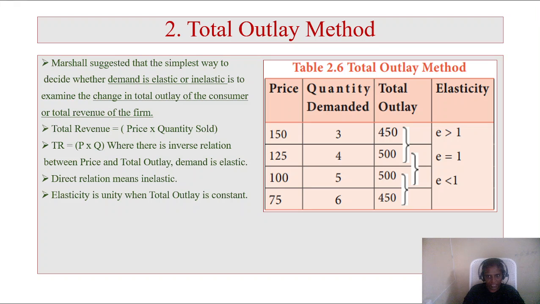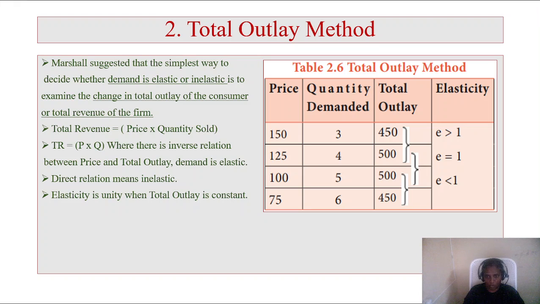For that he takes two ways. One is he collects the total expenditure. Outlay is nothing but the expenditure of the consumer in purchasing a commodity, or otherwise the total revenue of the firm. It may be the total revenue of the firm, or the total revenue of the seller. So any one data he asks us to take to analyze the elasticity of demand. But in this example he is taking the total outlay, the expenditure of the consumer.